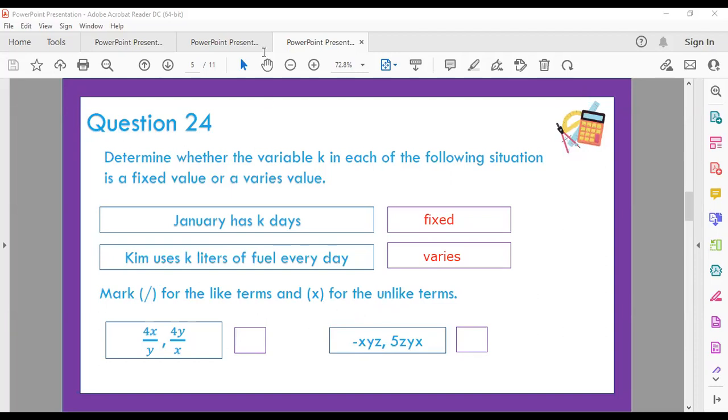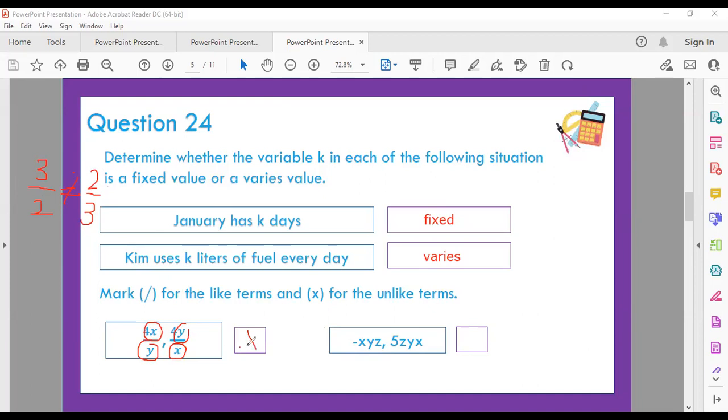Look over here very, very carefully. X over y, and this is y divided by x. They are not the same. 3 over 2 is not the same as 2 over 3. Simple explanation. Do you understand?